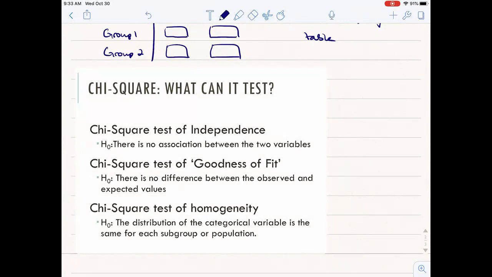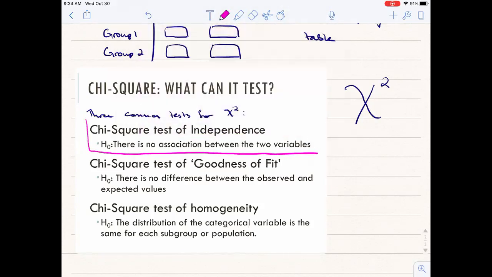So there are 3 common tests that we could use the chi-squared for. And chi, if you want to write it properly, is this very fancy x squared. These are the 3 common tests for chi-squared. I'm sure they've used it for other things, but these are our go-tos. And in fact, this is the only one that we'll do in this class, but the others work in a similar way.